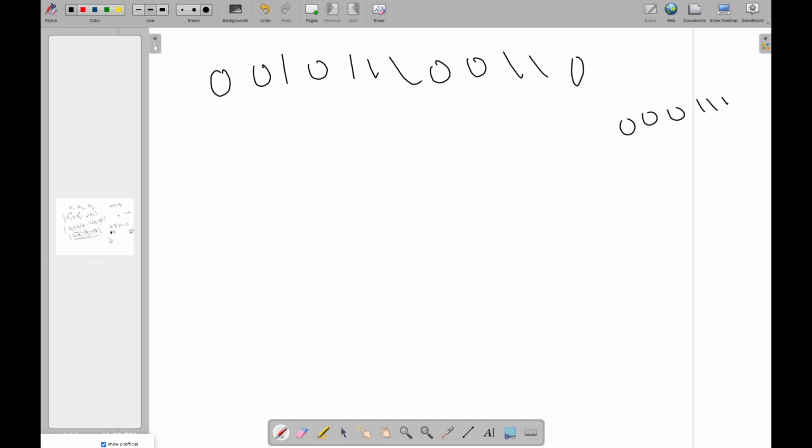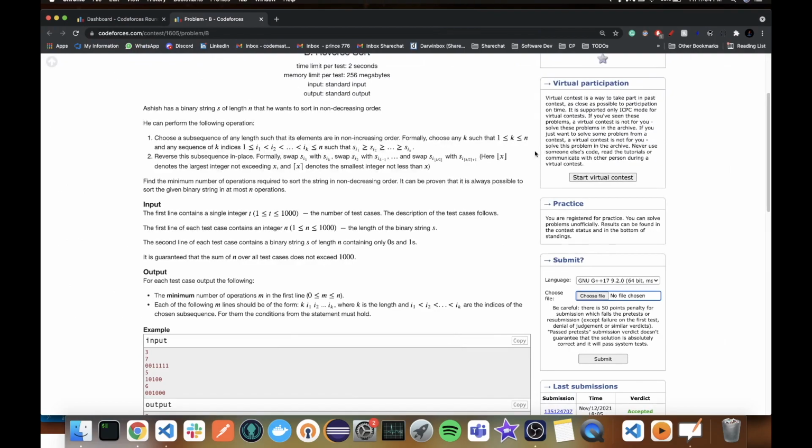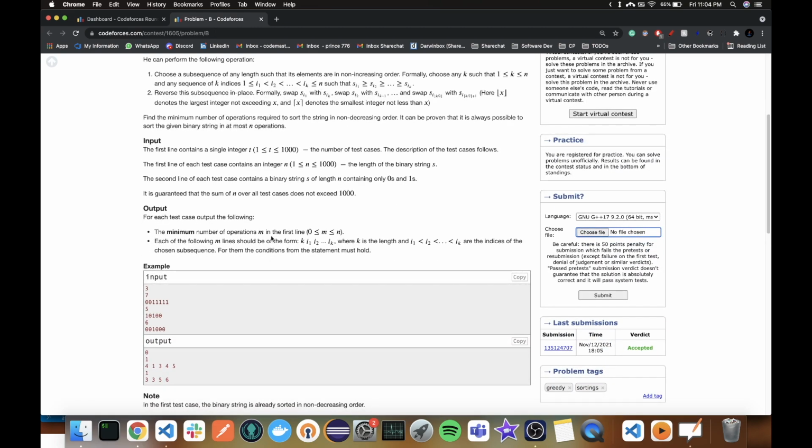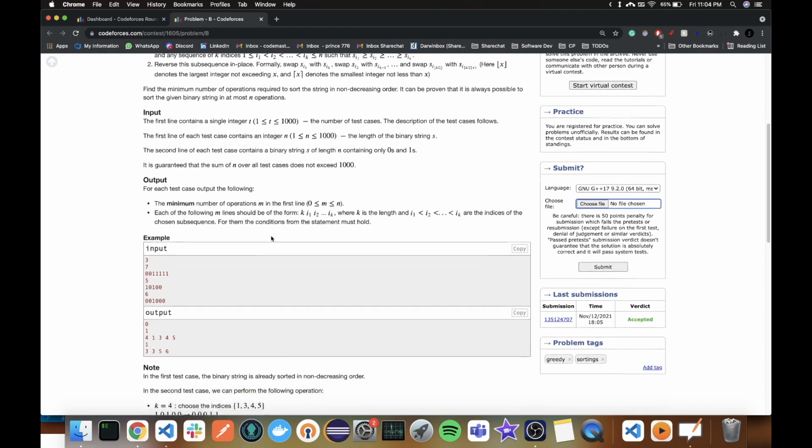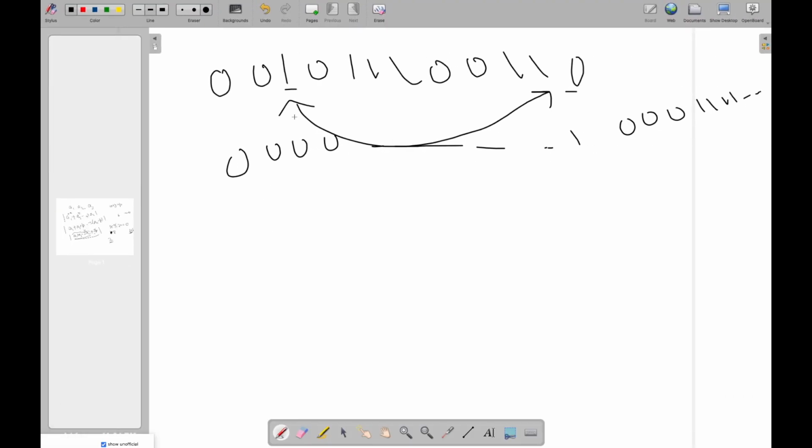To do this, what we are allowed to do is take a subsequence of the current string and then reverse it. So let's say I take 1 and 0 and then I reverse the string, which is basically like swapping, right? So I get 0 0 0 0 whatever it was and 1 here. So I did it good. Now we want to do the minimum number of operations and sort it.